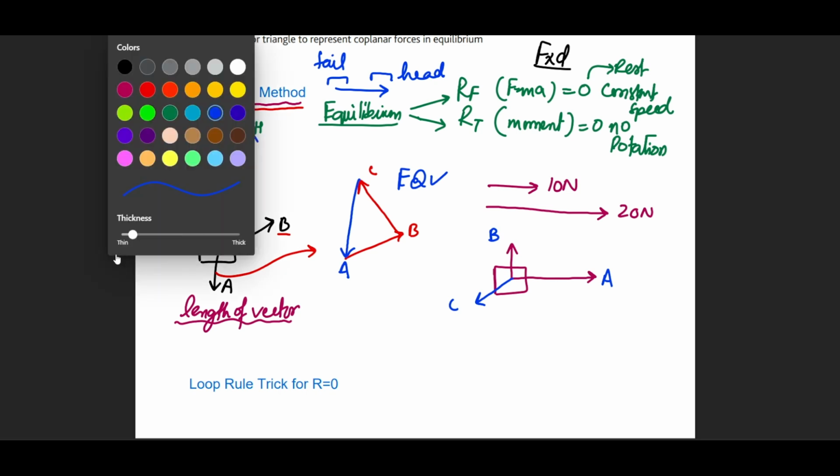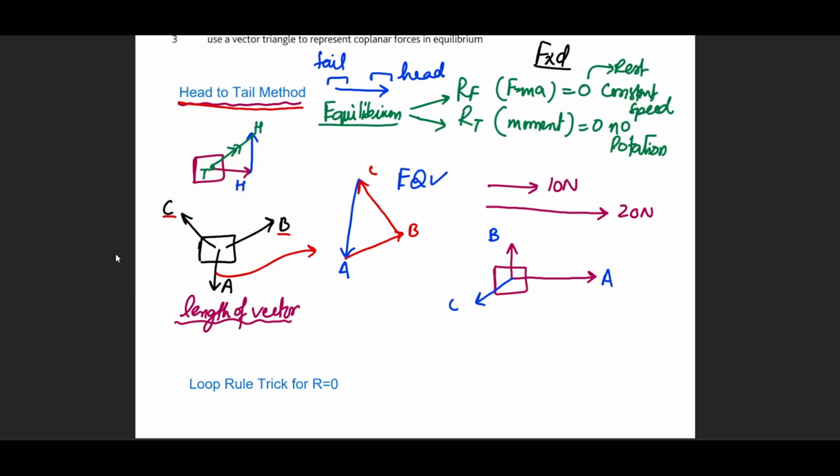And if I were to apply the head-to-tail method to figure out whether this is in equilibrium or not, then it will be my choice. Let's say I replace C at position A. So it will be exactly in the same direction as C. It will be at exactly the same angle as C. It will be exactly the same length as C. That is what we are doing in head to tail.